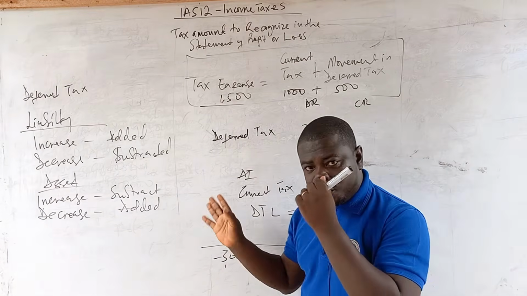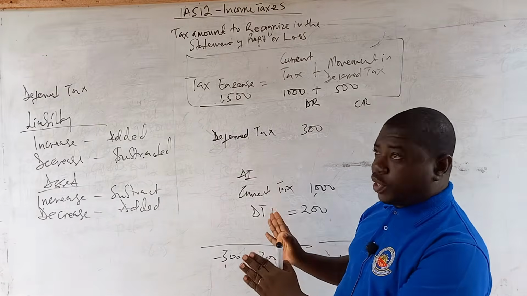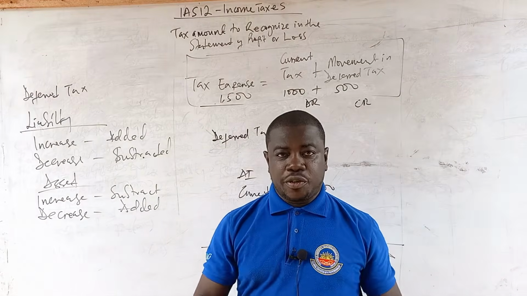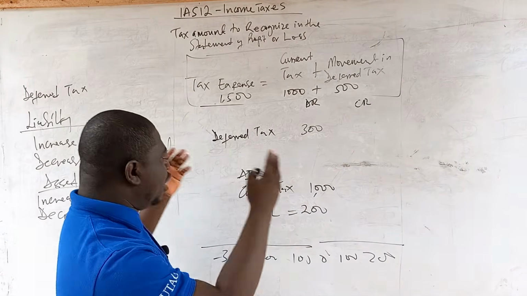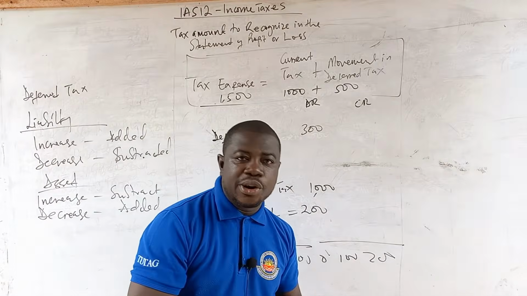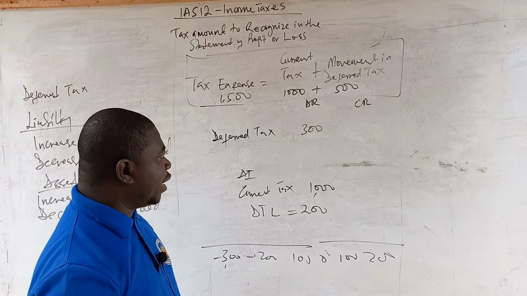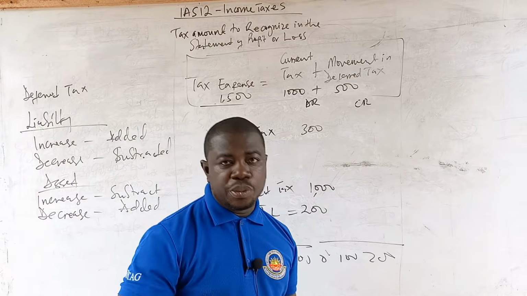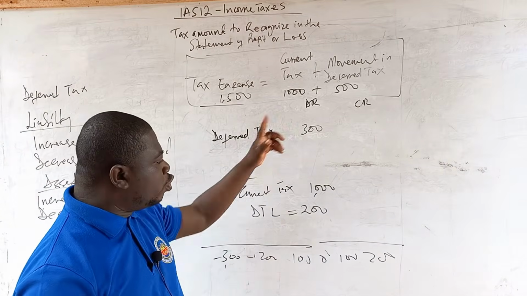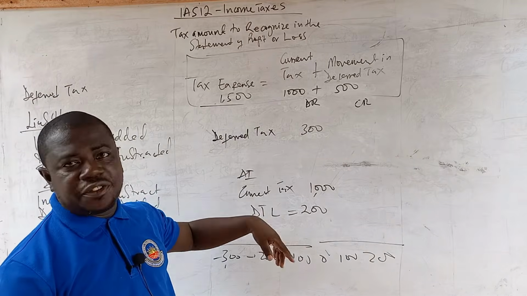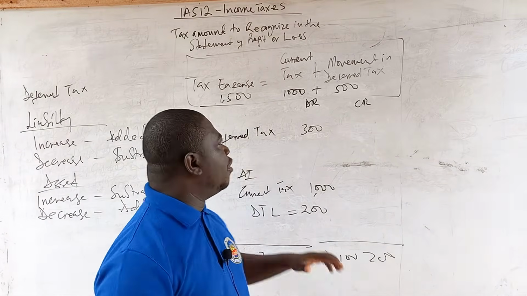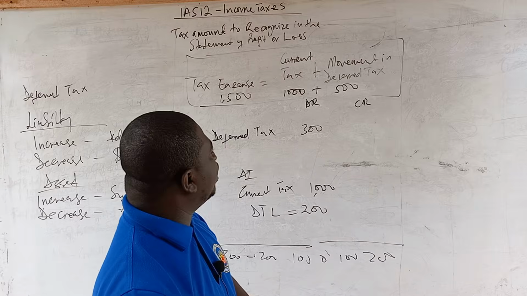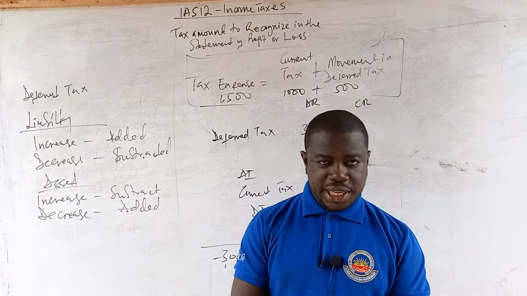In as much as you can be examined on it straight, in IAS 12, we can give you a question that comes with advice. They'll give you a question and say, advise the company on how to treat the deferred tax, or calculate the tax expense to be recognized in the profit or loss. So you need to go through this, get the movement in deferred tax, add to the current tax before you are able to estimate your tax expense for the year.